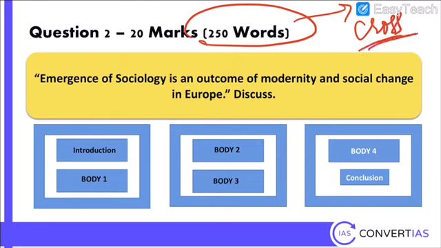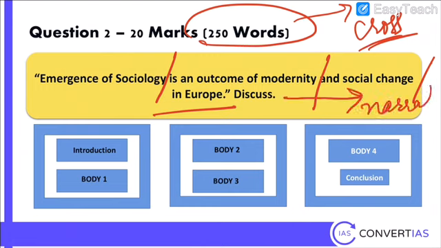So, what is this question? This question is, emergence of sociology is an outcome of modernity and social change in Europe. Discuss. Now, discuss means you simply have to narrate all the events. It is not about taking any particular stance.